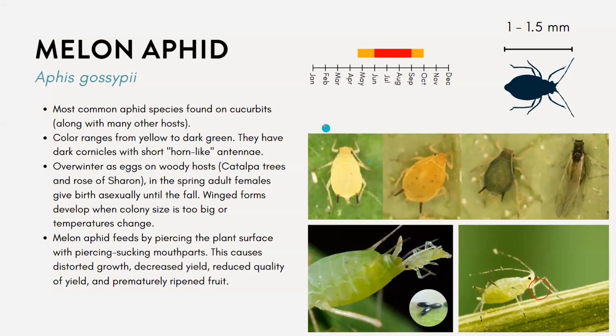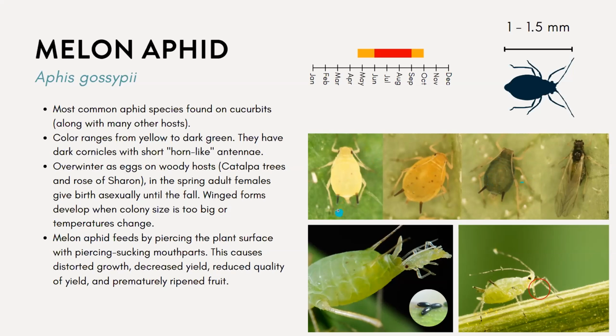There's a few that can affect our cucurbit crops, but I wanted to talk about the melon aphid specifically. This is the most common one that will affect our cucurbits, along with some other hosts. But as you know, aphids are really, really small. They're about 1 to 1.5 millimeters big. They're a problem season long, especially when we have our vegetable crops out. And the melon aphid's coloration can vary from a light yellow to a darker yellow to a really dark green that almost looks black.